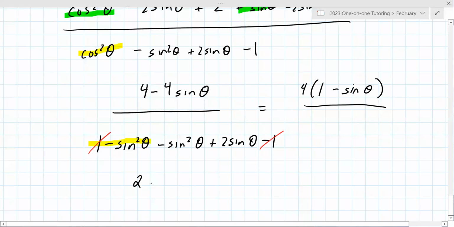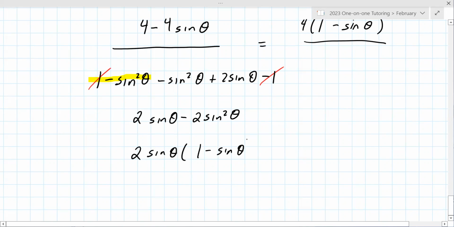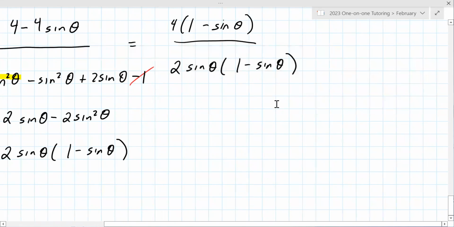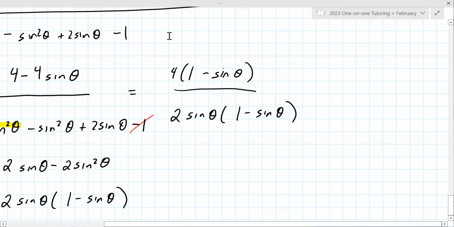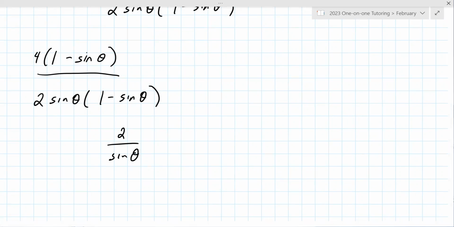We've got 2 sine theta minus 2 sine squared theta, and that means we can factor out a 2 sine theta from both: 2 sine theta times 1 minus sine theta. This is really good. This is going to go into the bottom over here, and you can see that these cancel. Really hope I didn't make a mistake. So this becomes 2 over sine theta, which is not even close to the original, but let me do some graphing here and see if I can make some sense of this.